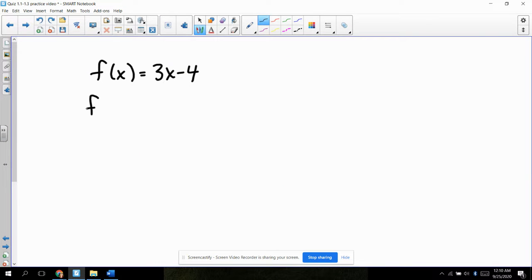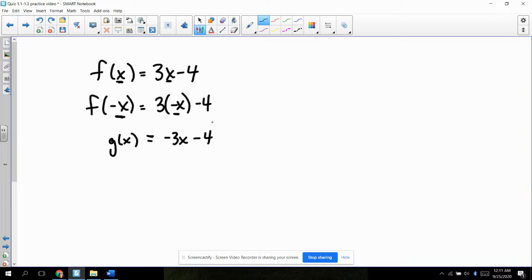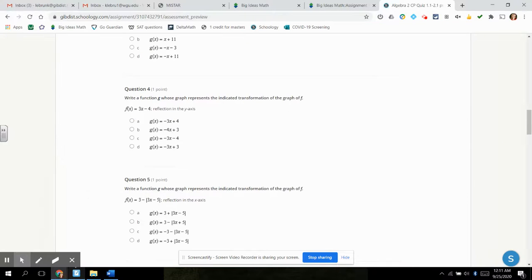Well, when I reflect it in the y, it changes my x's. So all of my x values are going to become negative. So over here on the right side, I'm taking out an x and I'm putting in a negative. Taking out this x and I replaced it with a negative x. Not doing anything to that -4. Now because these two are being multiplied together, you just get -3x minus 4. And they don't want you to name it f again, so we're going to give it g. So -3x minus 4, which is C.